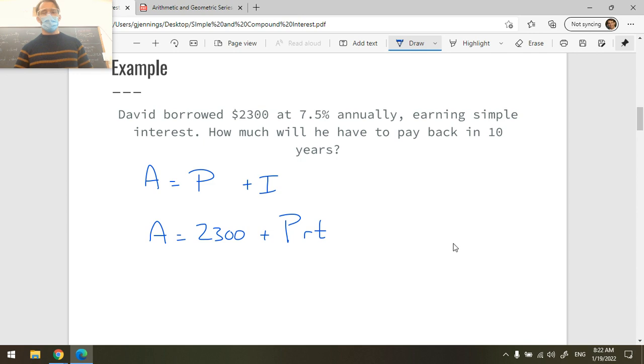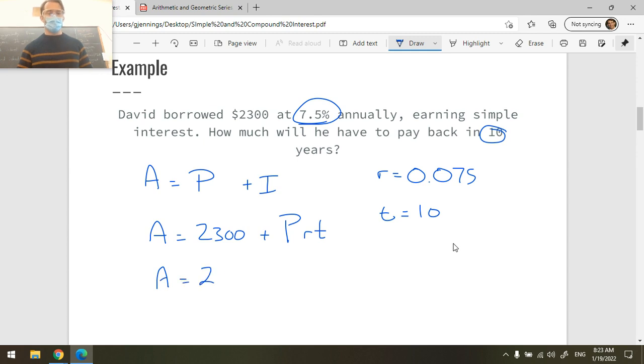Okay. What are R and T? R here is 7.5%, so we could write that as 0.075. And T is 10 years. Nice, simple numbers. T is equal to 10. Okay, so now let's substitute those values in here. A is equal to 2,300 plus 2,300. Notice you could factor that; you could factor 2,300 out of this. I'm not going to right now. Multiplied by 0.075 multiplied by 10.